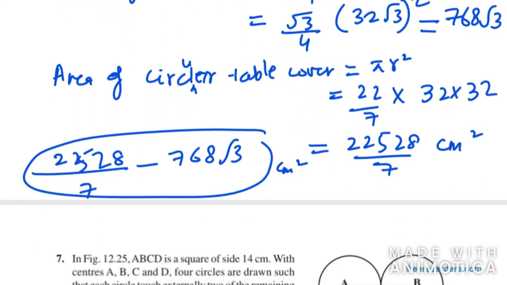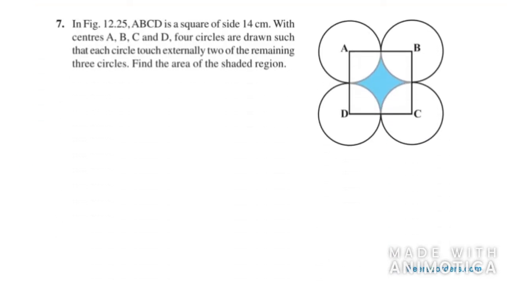Now let's move on to the next one, seventh question. In the figure, ABCD is a square of side 14 cm with centers A, B, C and D. Four circles are drawn such that each circle touches externally two of the remaining three circles. Find the area of the shaded region.